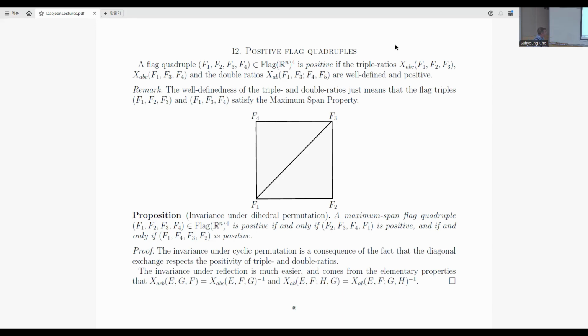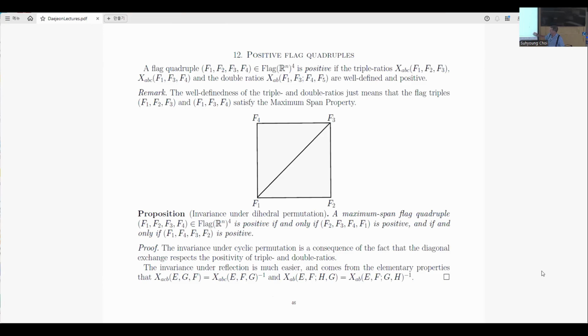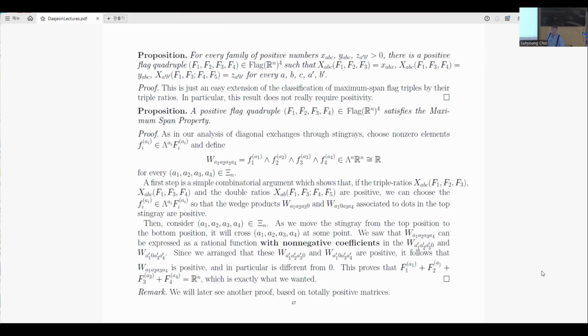And what I said is that it's invariant under the symmetries of the square, namely under cyclic permutation. And cyclic permutation is hard because when you rotate the square, this diagonal turns into that diagonal. So we needed our analysis of diagonal exchanges using stingrays and so on. And then on the other hand, there is also symmetry by reflection. That one was pretty trivial.